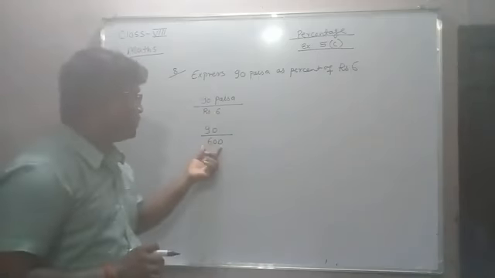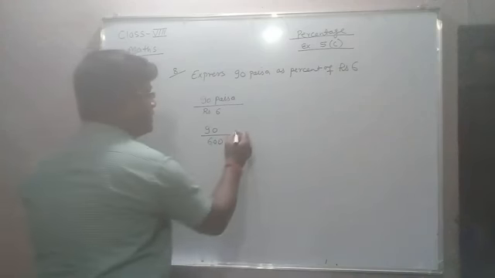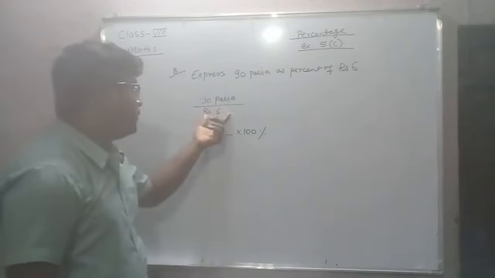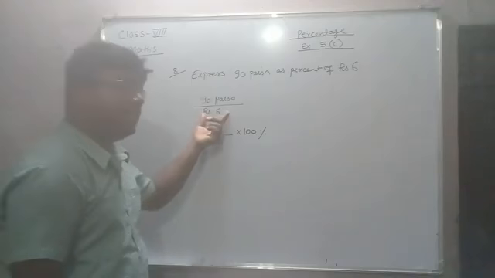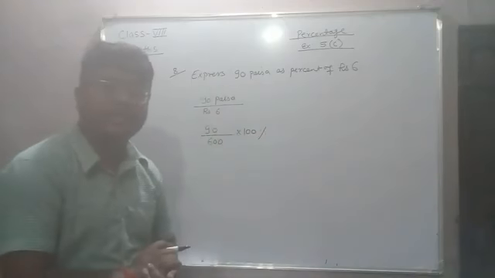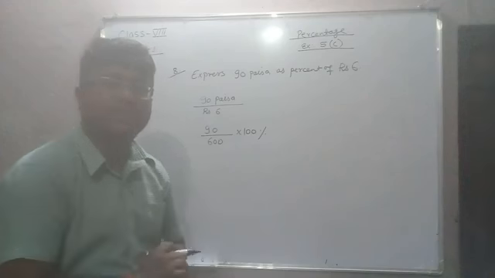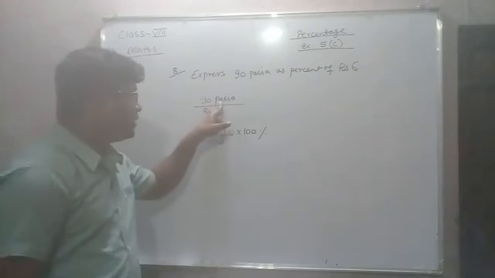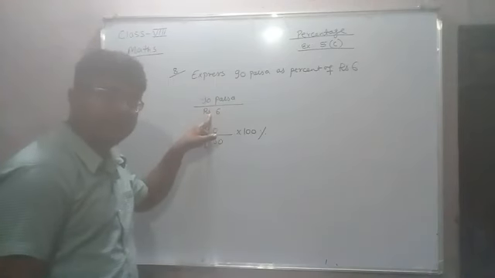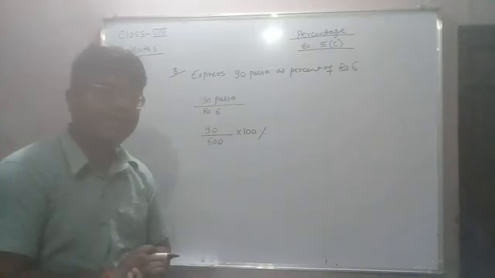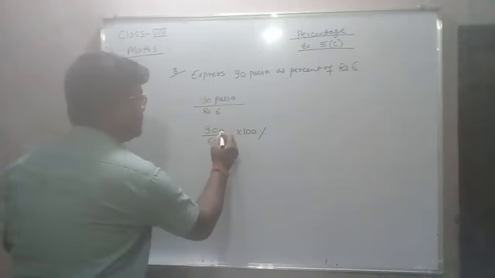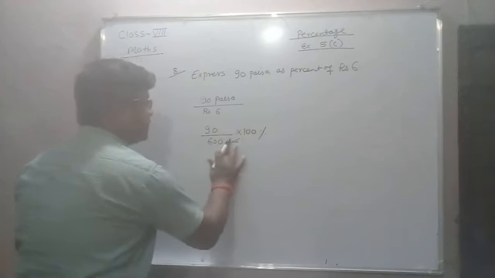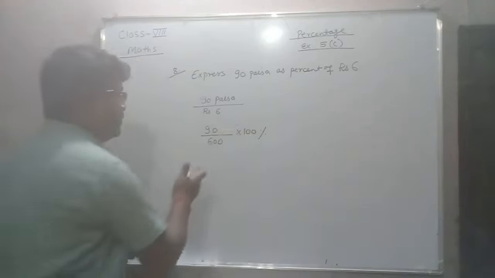To express in percentage, we just need to multiply by 100%. We have made a fraction, and to change this fraction into percentage we multiply by 100%. But be careful: the numerator is in paisa and the denominator is in rupees, and they must be in the same unit. I made both of them paisa now, so paisa will be cancelled. Now let's do the cancellation and we'll get our answer.